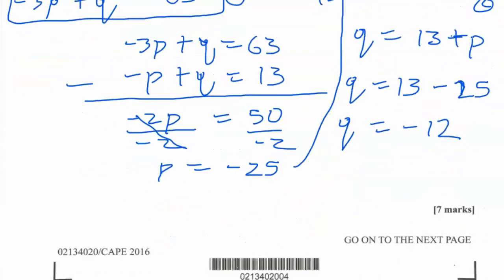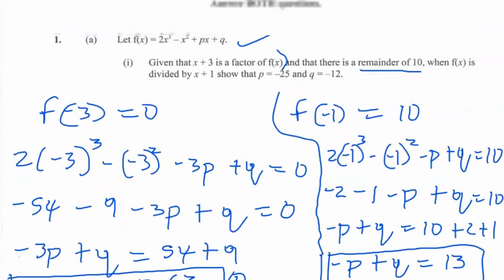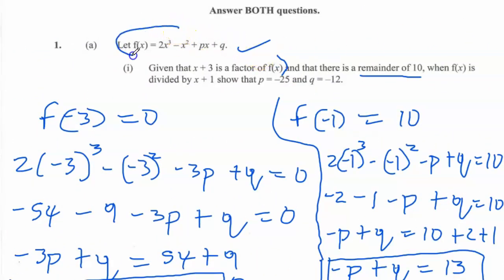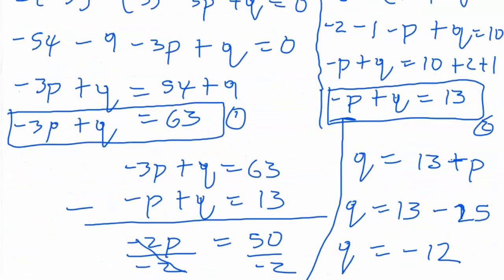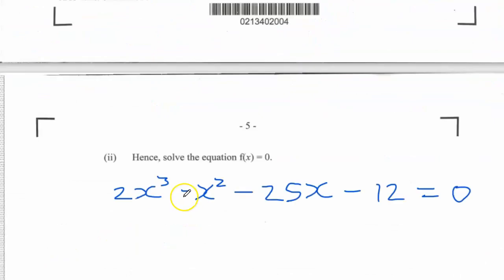Okay, as we continue. Hence, solve the equation f of x is equal to 0. Let's remind ourselves what f of x was. f of x, that's 2x cubed minus x squared plus px plus q. So we can restate that, except that we're going to substitute the values of p and q respectively. Remember, p is minus 25, q is minus 12. So let's write down f of x. Okay, so that's f of x when we substitute the values of p and q respectively.